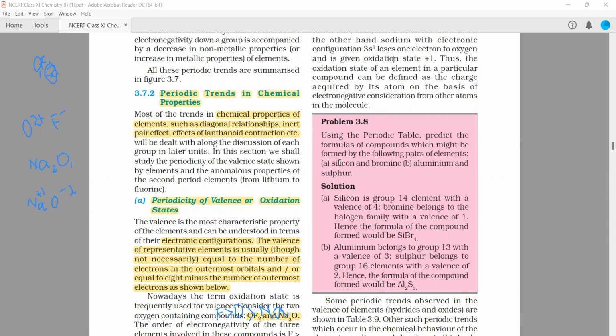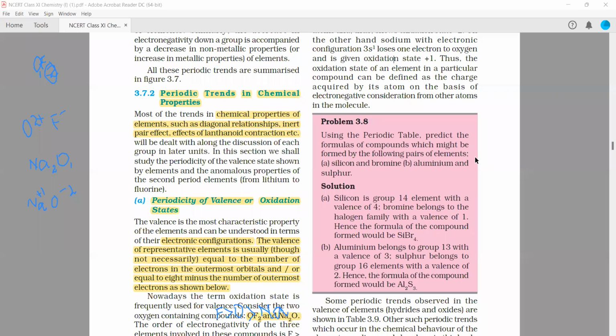Problem 3.8: using the periodic table, predict the formulas of compounds which might be formed by the following pairs of elements: silicon and bromine, aluminum and sulfur. Very good. Now let us first do the first question, silicon and bromine. Silicon, I'm writing it over here. Bromine, I'm writing it over here.